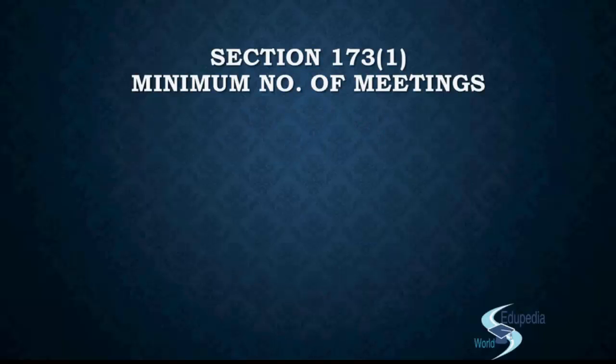First section that we'll be understanding in detail is section 173 subsection 1, the minimum number of meetings to be conducted in a year. So section 173 makes it obligatory for every company to hold a minimum number of board meetings, right? So this section defines the minimum number of board meetings that a company should hold, and that is an obligation, right? It says that the board meeting should be held at regular intervals, and that there should be a minimum number. Right?